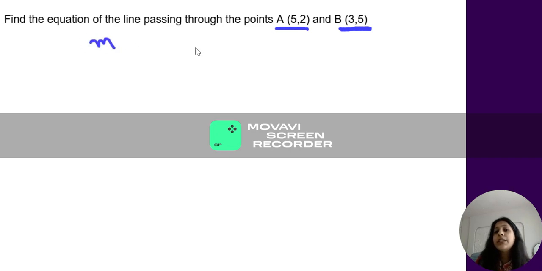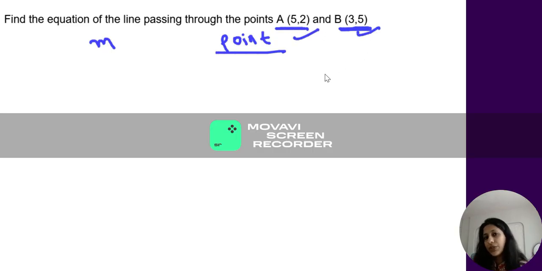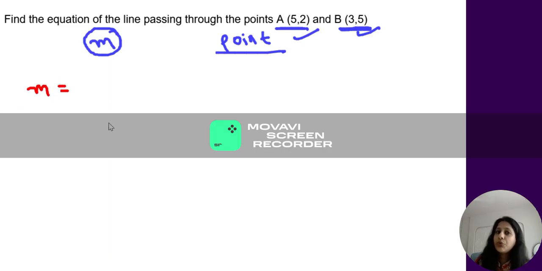One thing is the gradient and the second thing is the point. Point I have. I have 2 points, and I can use any of the 2 to find the equation. What I don't have is the value of m. So my first step is going to be finding the value of m, which you know is given by change in y upon change in x.